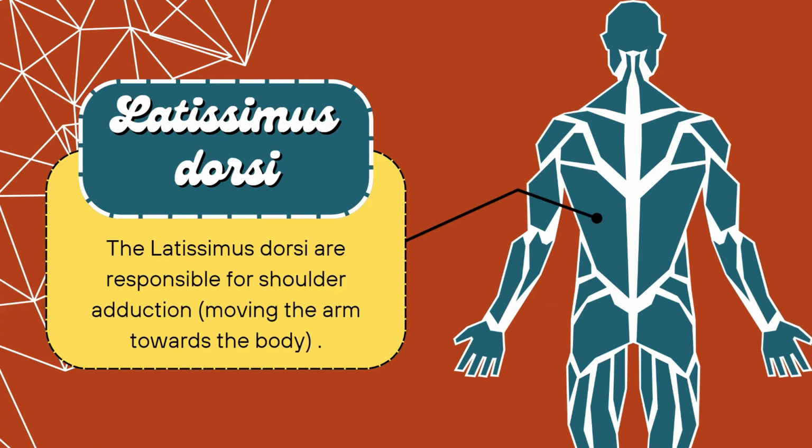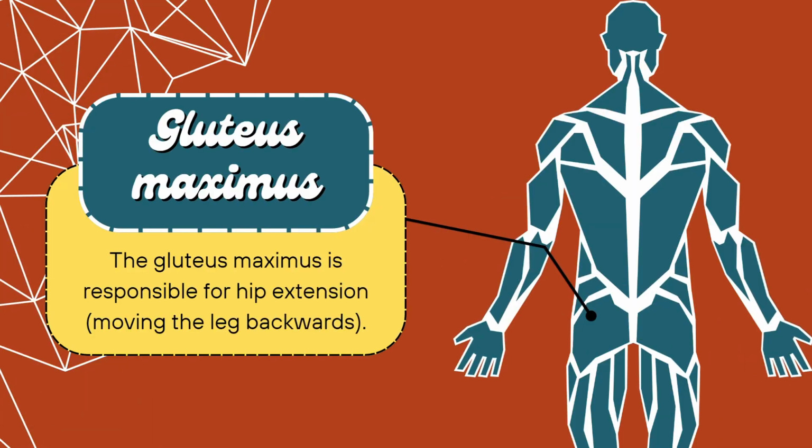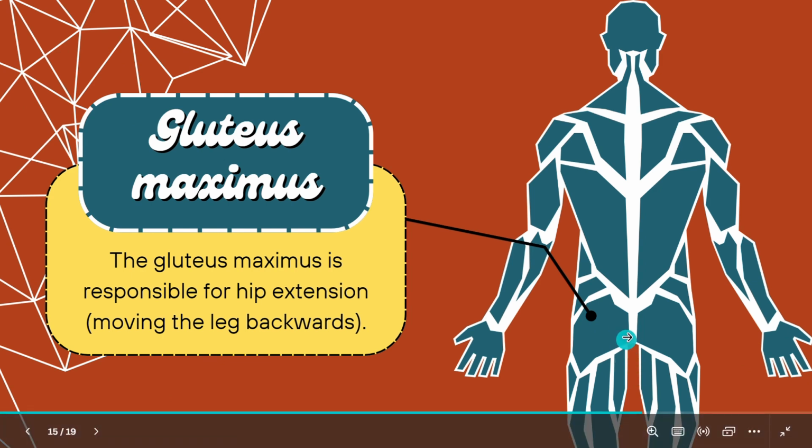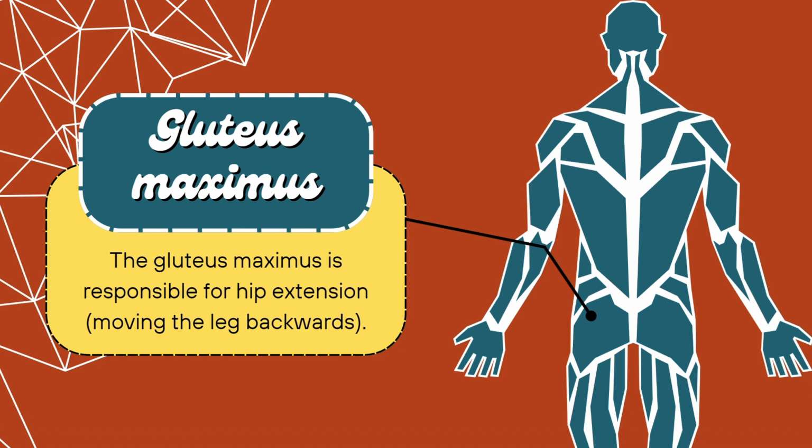We have the latissimus dorsi. What a name, man. Latissimus dorsi are responsible for shoulder adduction, which means moving the arm towards the body. Then we have the gluteus maximus, my personal favorite. Just phenomenal. The gluteus maximus is responsible for hip extension or moving the leg backwards.